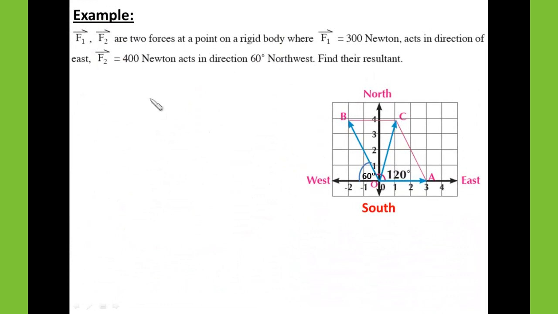Example. F1 and F2 are two forces at a point on a rigid body where F1 equals 300 Newton acts in the direction of east. The force F2 equals 400 Newton acts in direction 60 northwest. Find their resultant.